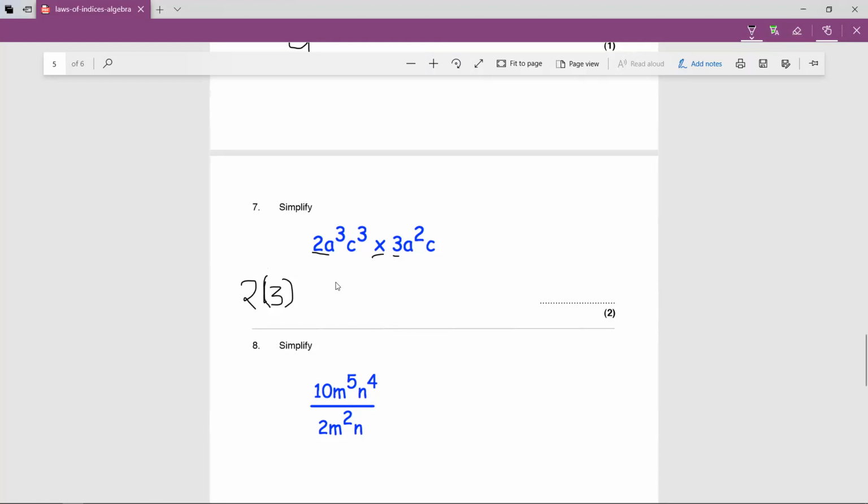All right. And then multiplied by, we have a power 3 being multiplied by a power 2. And then we have c power 3 being multiplied by c. Remember, this one simply means it's a c power 1. This guy right here means a c power 1.